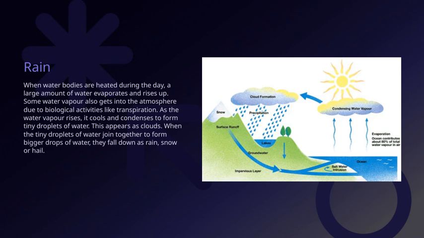When the water bodies, like lakes and rivers, get heated during the day, a significant amount of water turns into vapor and rises into the air. This process is called evaporation. But it's not just the sun that causes water to evaporate. Biological activities like transpiration, where plants release water vapor, also contribute to this.